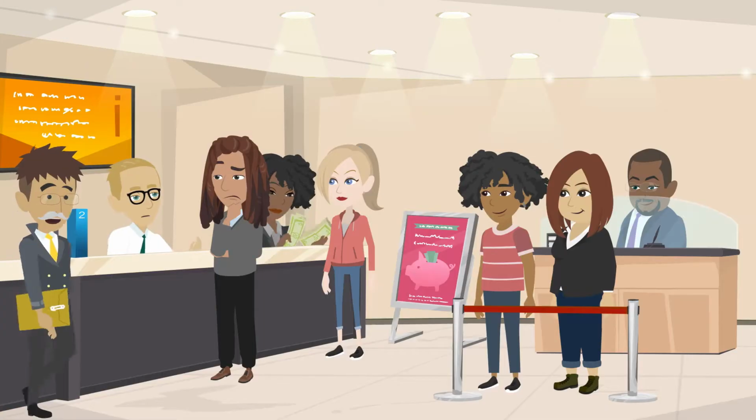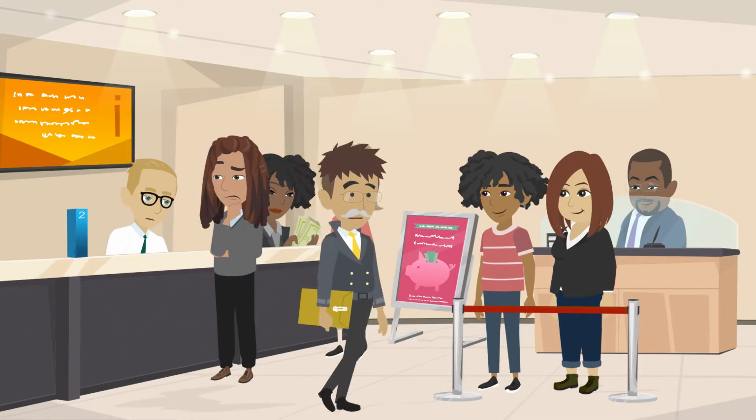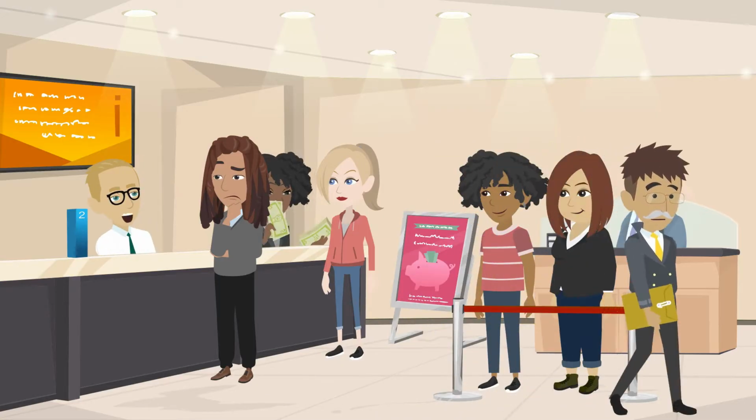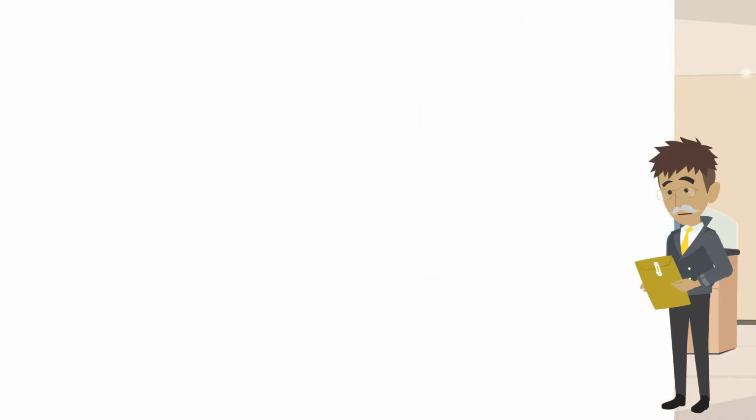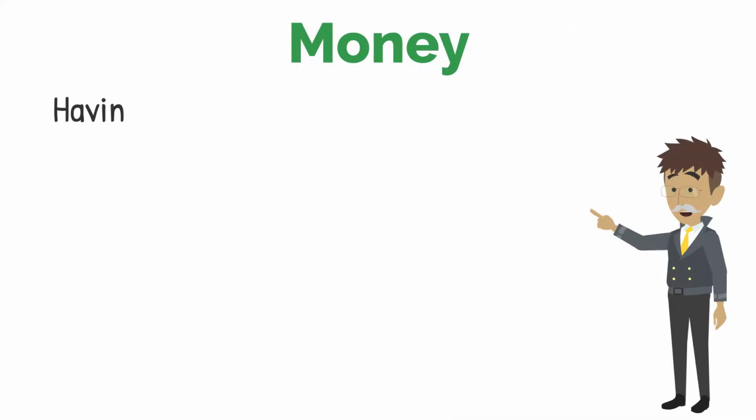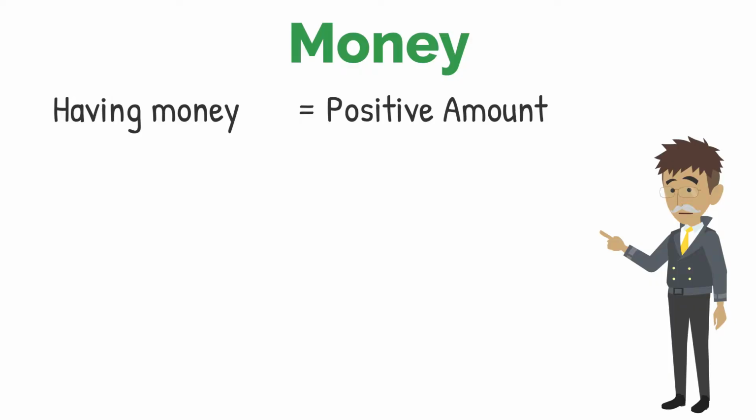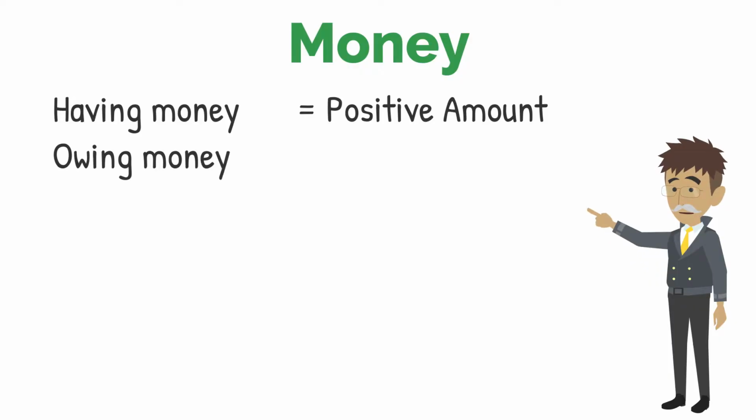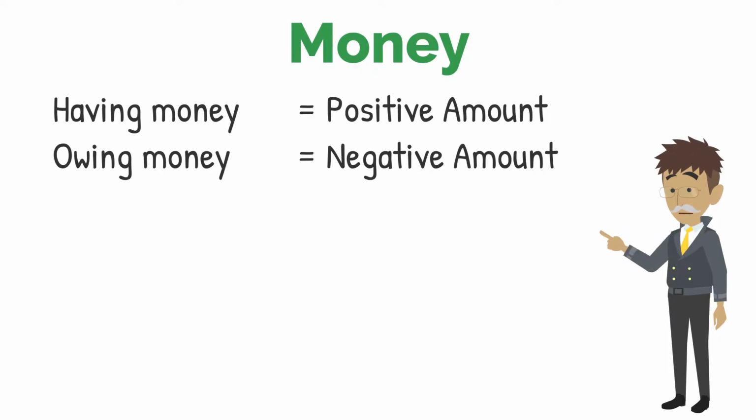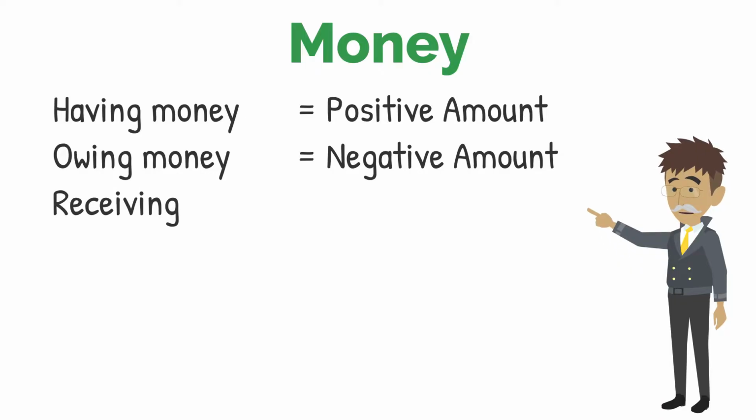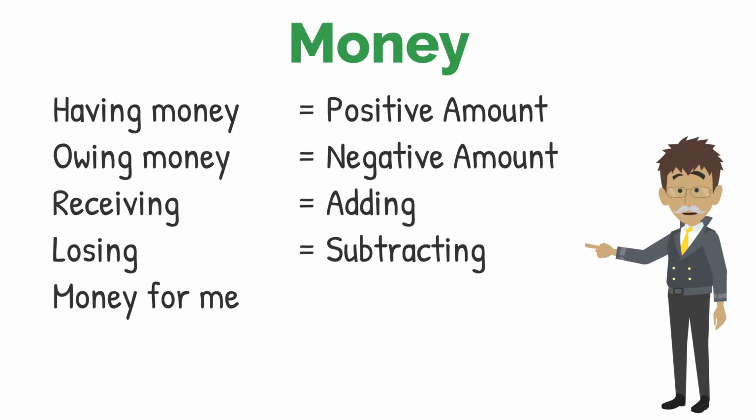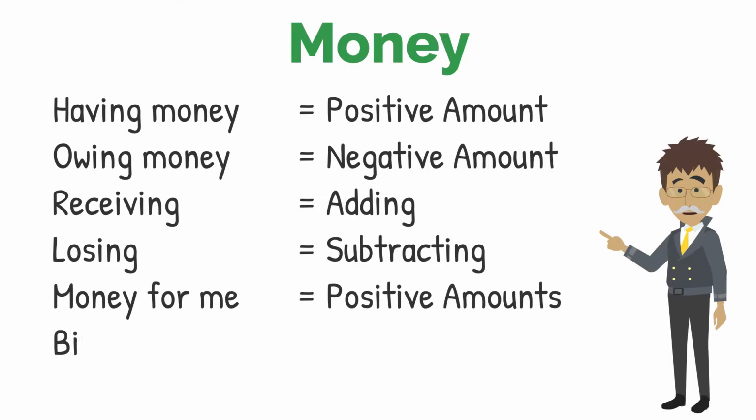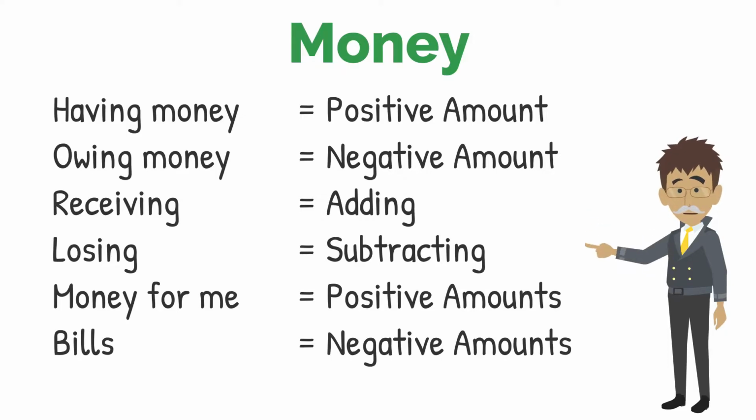You may have seen models using two-color counters or number lines. I like to think about money when I work with positive and negative values. It makes sense to me to have money or a positive amount. When I need to borrow money, I have a negative amount. I also understand receiving, the same as adding, and losing, the same as subtracting. Finally, any money paid to me is a positive amount, and the bills I pay are negative amounts.